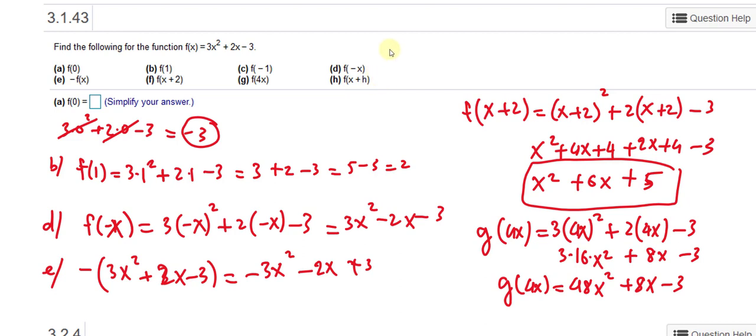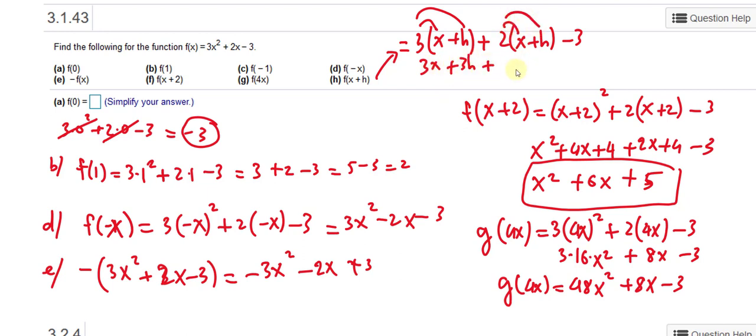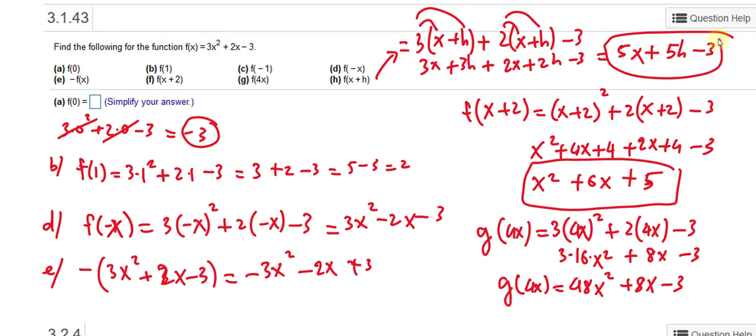And then the last one is f of x plus h. Anywhere you see x now becomes x plus h. So equals 3 times x squared, but x now becomes x plus h, plus 2x, but x now becomes x plus h, minus 3. Okay, multiply inside: 3x plus 3h plus 2x plus 2h minus 3. 3x and 2x give me 5x. 3h and 2h give me 5h and then minus 3. So simplify everything.